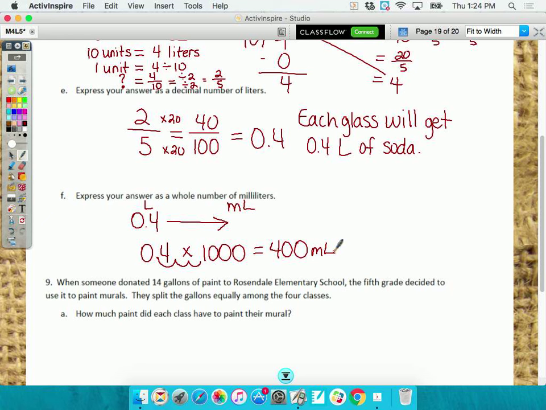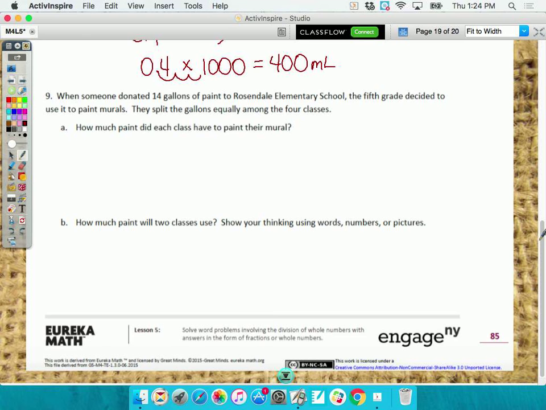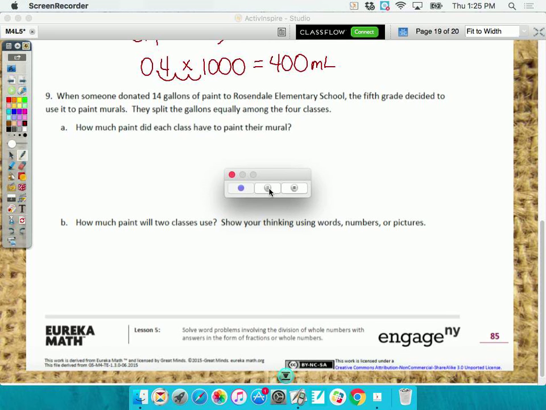So do we have to write a sentence? I'm okay with just this. Okay, number 9 is very similar to your exit ticket. We're going to do all the same things. If the fire alarm goes off, all right, take a look at number 9.